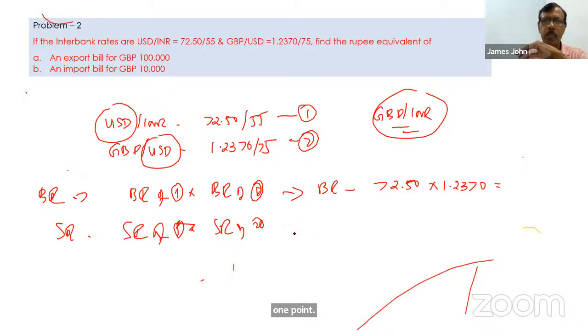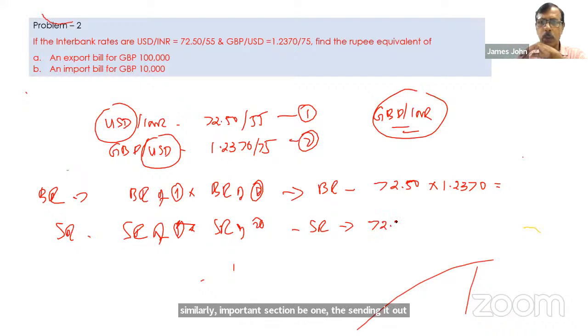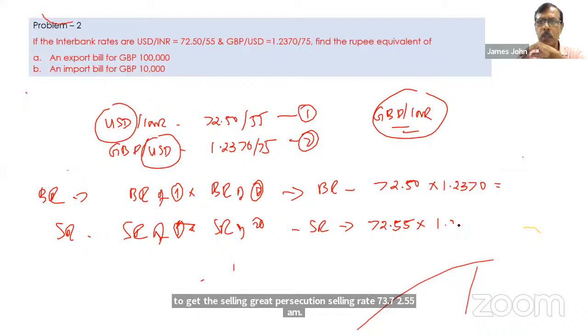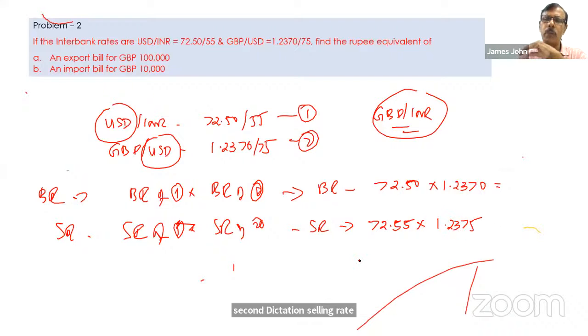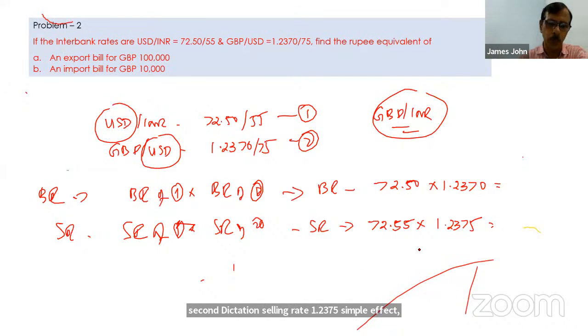Similarly, for an import transaction, we want the selling rate. How to get the selling rate? First equation, selling rate 72.55. In the second equation, selling rate 1.2375. You simplify, and that will be the selling rate. And you can calculate the rupee equivalent. We'll move on to the next question.